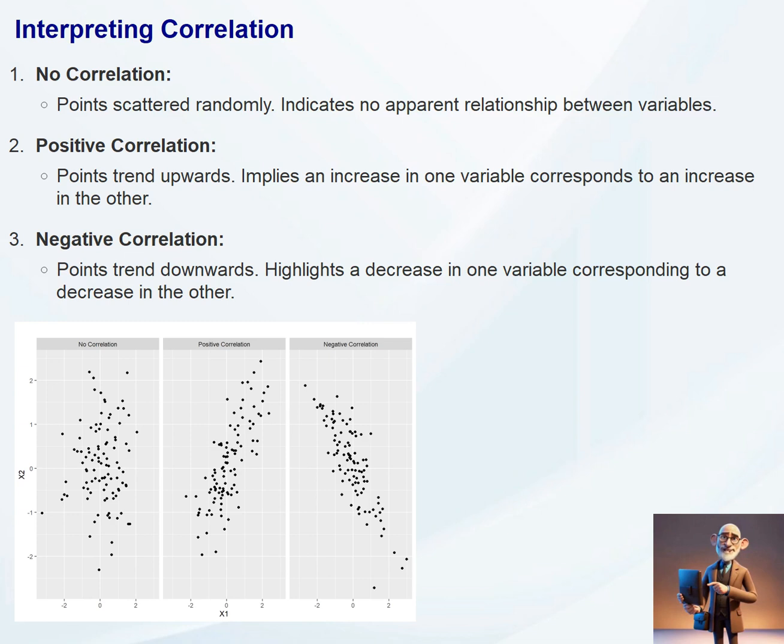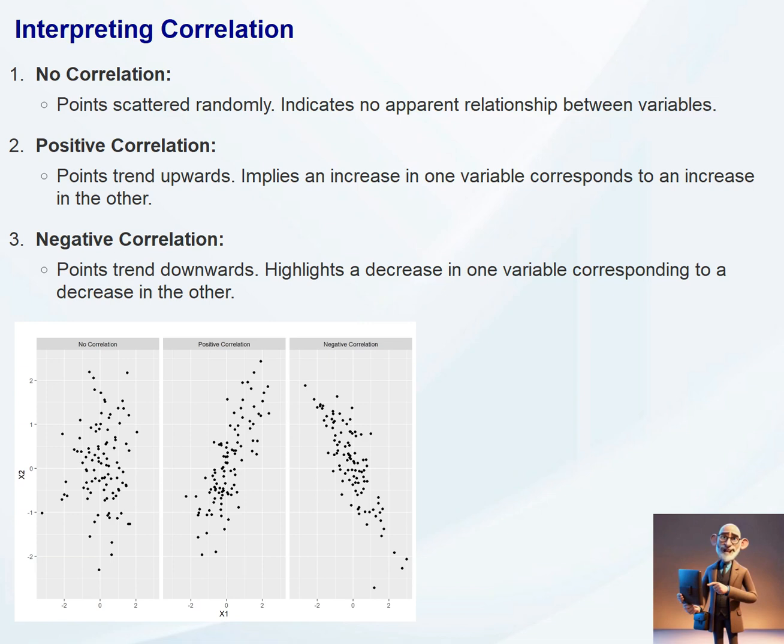Now, moving on to positive correlation. As you examine the scatter plot for this scenario, you'll see that points trend upwards. This implies that as one variable increases, the other variable also tends to increase. It's a positive dance where both variables move in harmony.